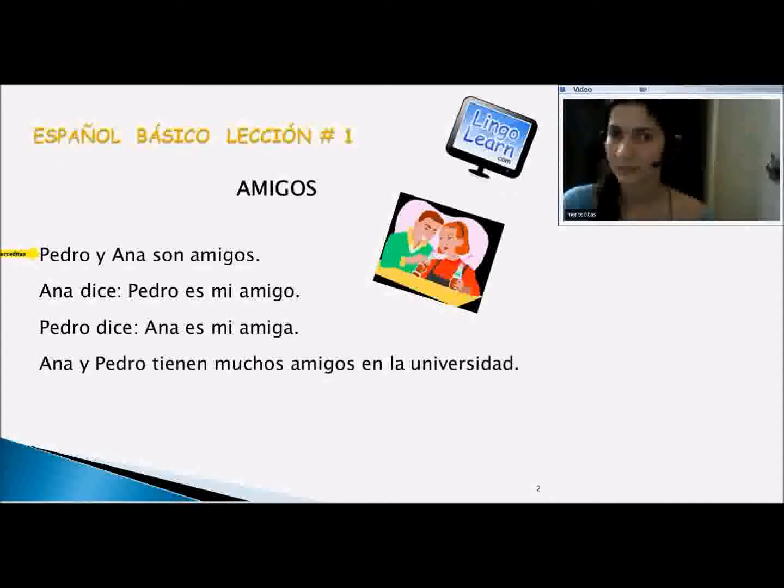Pedro and Anna are friends. When you say amigos, friends, you use the vowel O. Why? Because it shows you that there is a man in the group. Maybe there are three or four girls, but if there is one man in the group, then we have to use the vowel O to show the male gender.